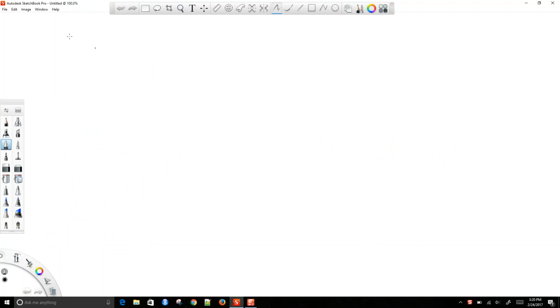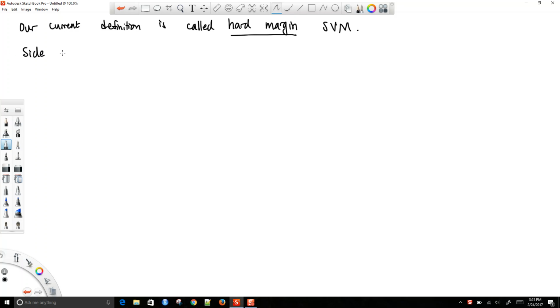All right, but some side effects. This is called the hard margin. So our current definition is called hard margin SVM. Okay, and we have some side effects.